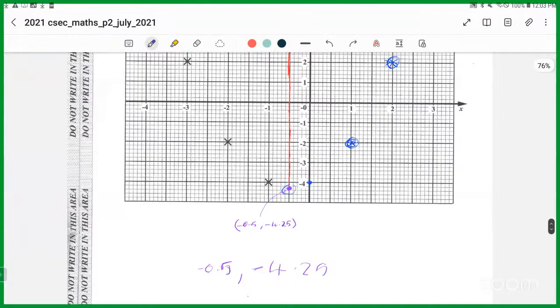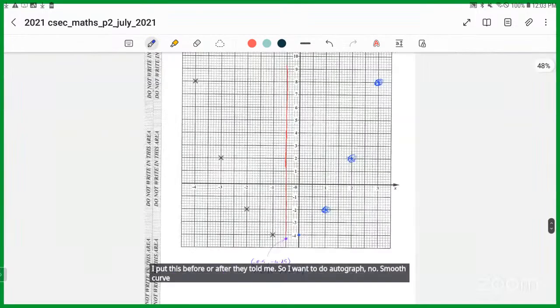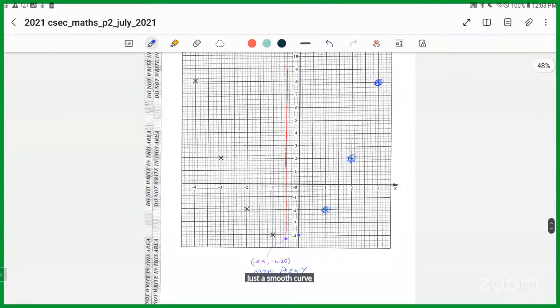Minimum point. And I can draw the graph now. I put in the axis already. No problem, I put it in before or after they told me. So I'm going to draw the graph now. Smooth curve through the points, right? Draw a smooth curve through the points.